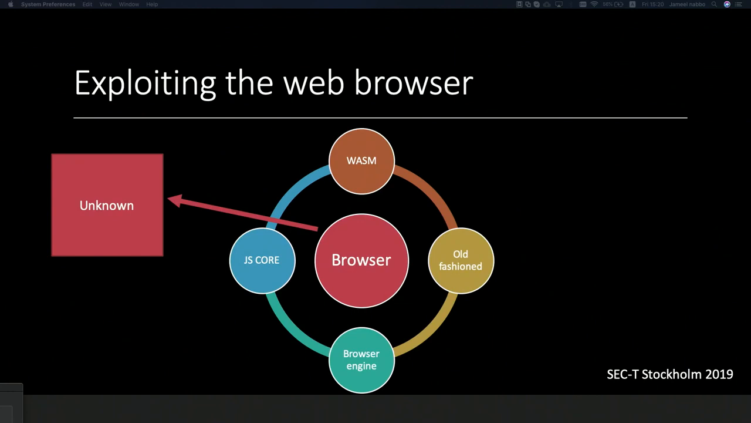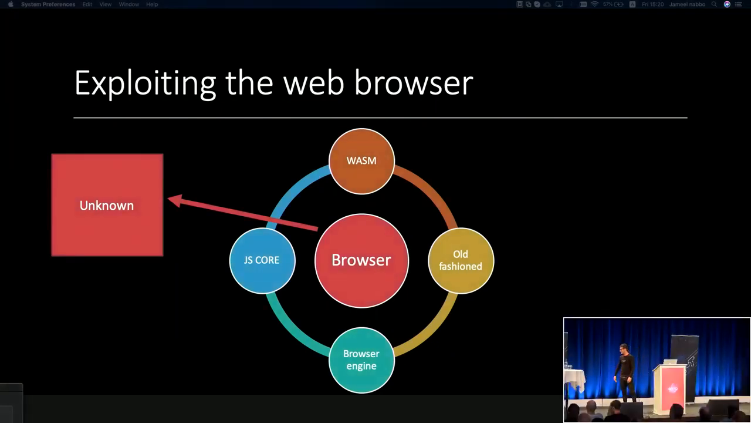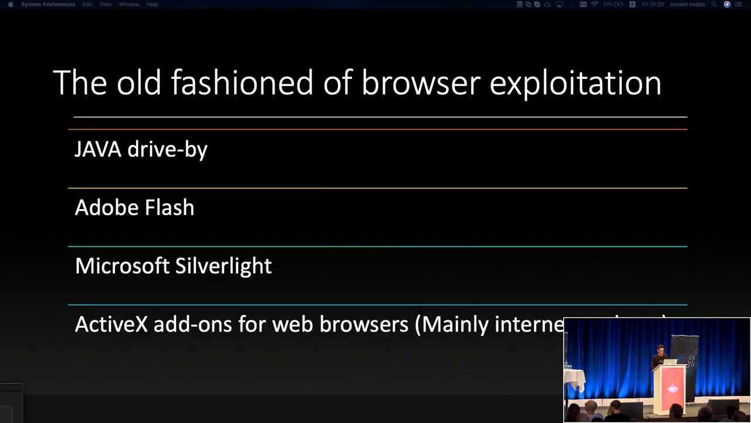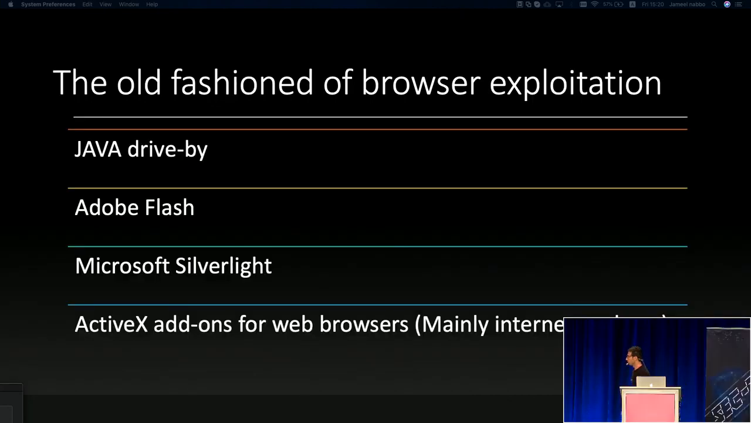If we're gonna exploit the web browser, how do we start? We actually have a lot of methodologies to apply. The first one, we can go ahead with Wasm. Wasm didn't exist a decade ago, but right now we have WebAssembly. Then JavaScriptCore, browser engines, old-fashioned, and the unknown. By unknown, I'm referring to some sort of environment exploitation that is not known yet, maybe a heap spray. So the old-fashioned started with Java drive-by.